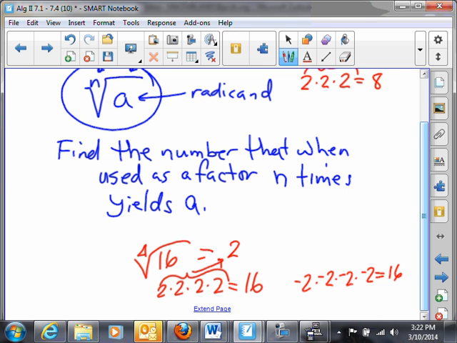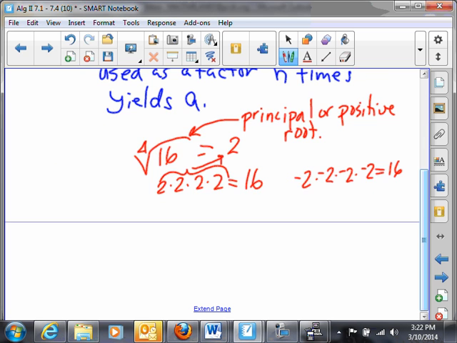But we do not say that the fourth root of 16 is negative 2, because we define the radical symbol to mean the principal, or positive, root. Now, the principal root is the best root we can get in a particular situation. For the fourth root of 16, we're looking at 2 and negative 2, and we choose 2.